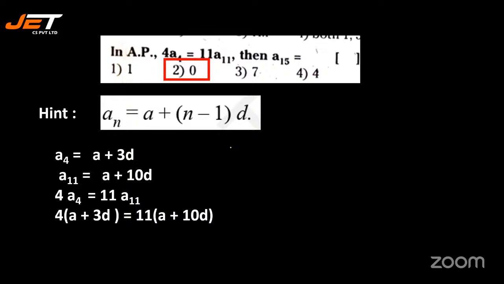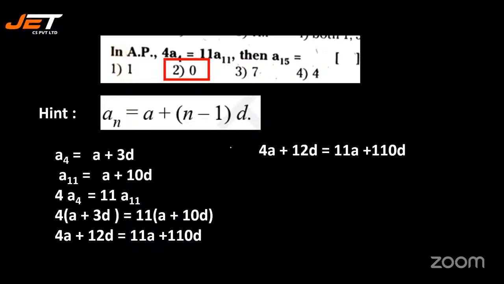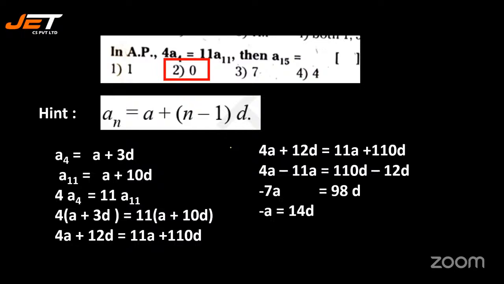into A plus 10d. So 4A plus 12d is 11A plus 110d. Okay. 4A minus 11A becomes 110d minus 12d. So minus 7A is 98d. So minus A is 14d.